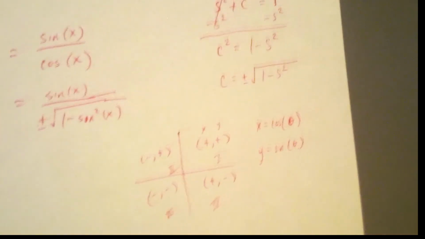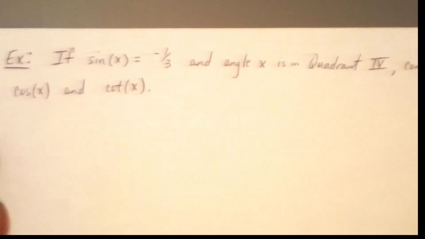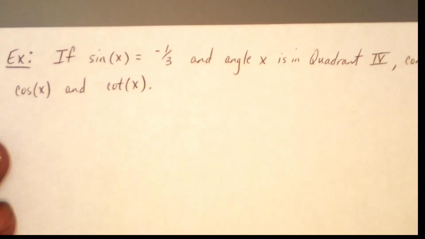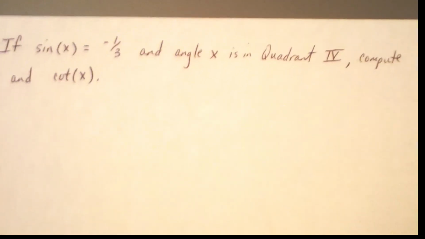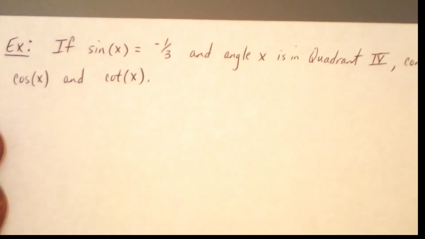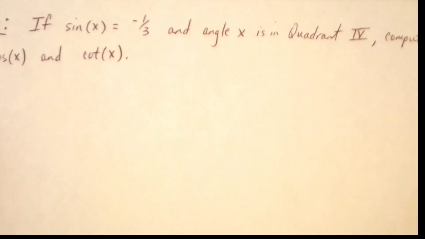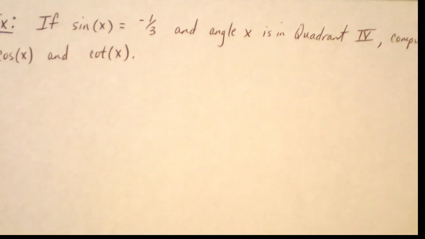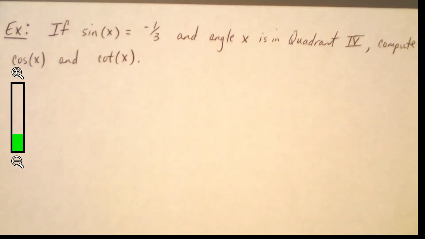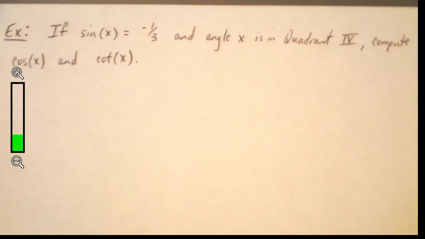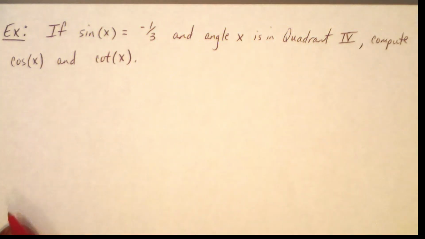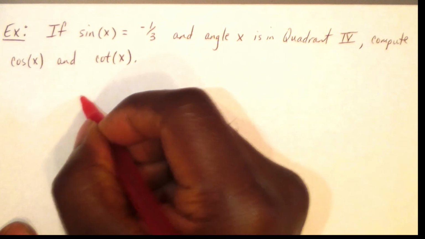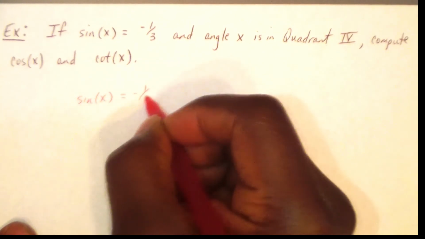All right, so let's go ahead and move on to the last example in this particular video. This question says it's given us that sine of x is negative 1/3, and the angle is in quadrant 4. And what we want to do is compute cosine x and cotangent x, okay? Since this is a little more involved, I'll zoom out some so that we can see the entire problem. So now we'll start off with what sine is. We know that sine of x is equal to negative 1/3.